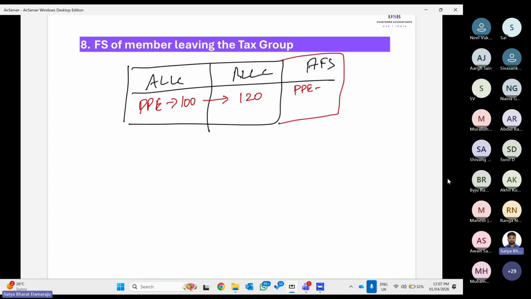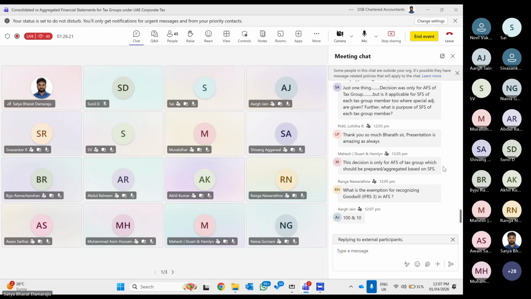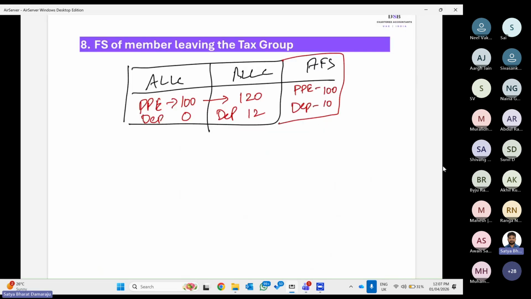Okay, we'll also talk about depreciation. Depreciation is 0 for A LLC because it already transferred the asset. B LLC is claiming 10% depreciation, which is 12 dirhams. In AFS, how much should be my PPE value and how much depreciation can I take? Can I have some answers, please? 100 and 10. Perfect. All right.